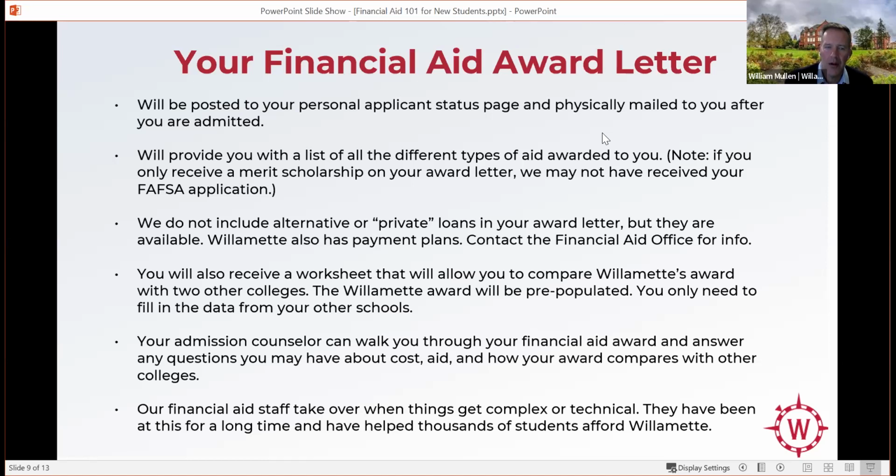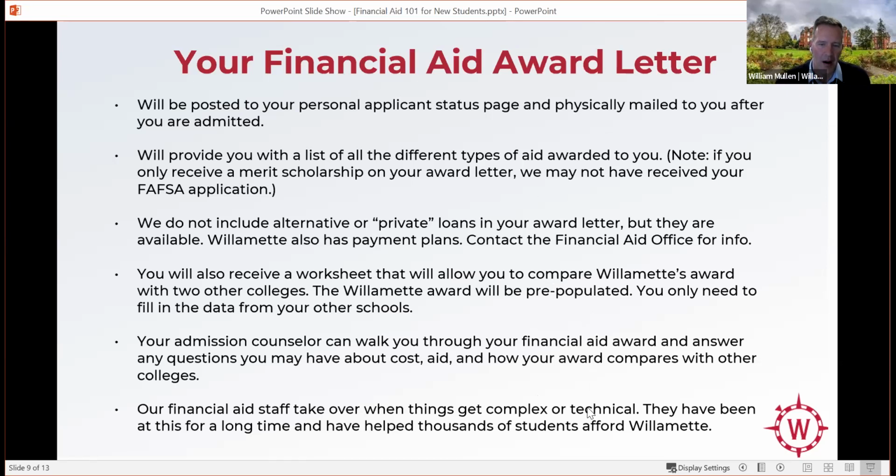So we're also going to give you a worksheet, and this is a new thing, and I'll show you a prototype in a few minutes of this worksheet that allows you to compare our award to other colleges. So we'll pre-populate our award, and then you can write in the other schools. So you can get an idea of what the net costs are for you. As you know, tuition is different at different colleges and universities, and scholarships are different, and room and board is different at different universities. The best way of doing this is adding up your direct costs, subtracting your awards, and that will give you your net cost.